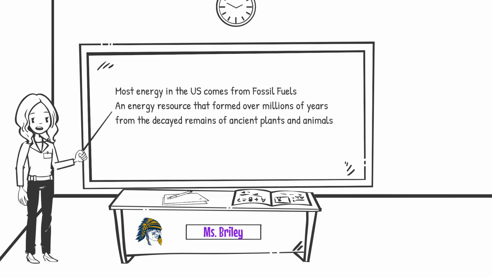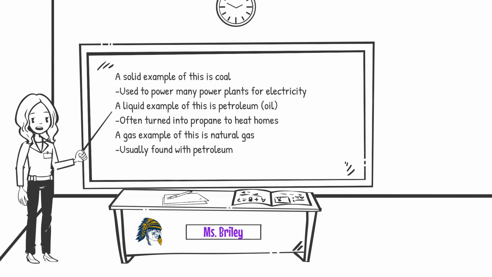comes from fossil fuels, an energy resource that formed over millions of years from the decayed remains of ancient plants and animals. A solid example of this is coal. It is used to power many power plants for electricity. A liquid example of this is petroleum or oil. It is often turned into propane to heat homes. A gas example of this is natural gas, usually found with petroleum.